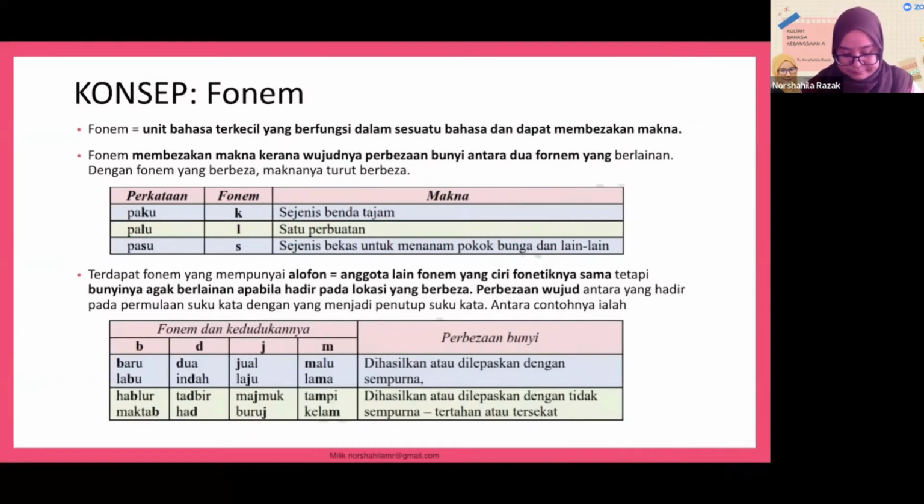Okay, phoneme. Dalam istilah linguistik kita panggil phoneme. Kalau istilah biasa kita panggil alfabet ataupun huruf. Jadi phoneme ini adalah unit terkecil dalam bahasa. Sebab phoneme ini memberi makna yang berbeza kalau kita gantikan huruf tersebut dengan huruf lain. Okay, phoneme has its own meaning.